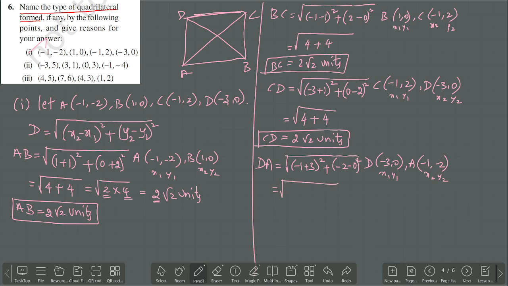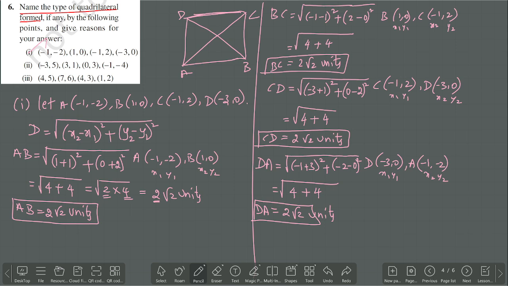Minus 1 plus 3 is 2, 2 plus 2, square value 4, minus 2 whole square plus 4, which is equal to 2 root 2. I am getting 2 root 2. So we got all the 4 distances.